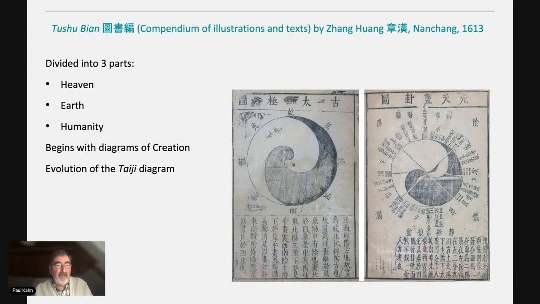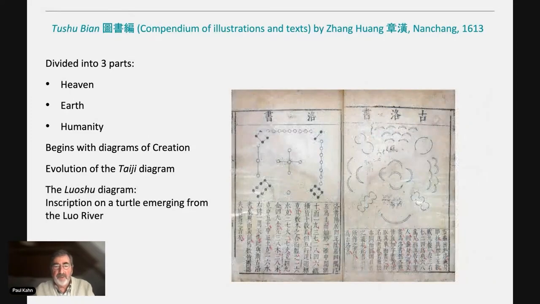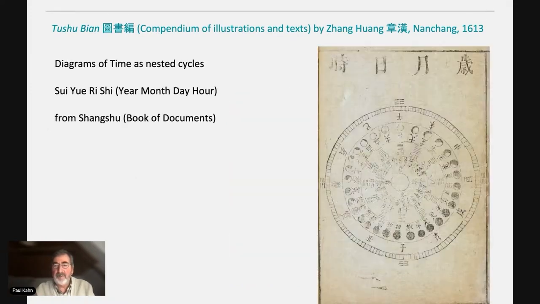In the Tushubian, the organization is divided into 3 parts: heaven, earth, and humanity. It begins with diagrams of creation, like this one, the history of the Taiji diagram. We also get the Liu Shuo diagram, which begins as an inscription of a turtle emerging from the river and then turns into this abstract set of patterns that are related to the Book of Changes.